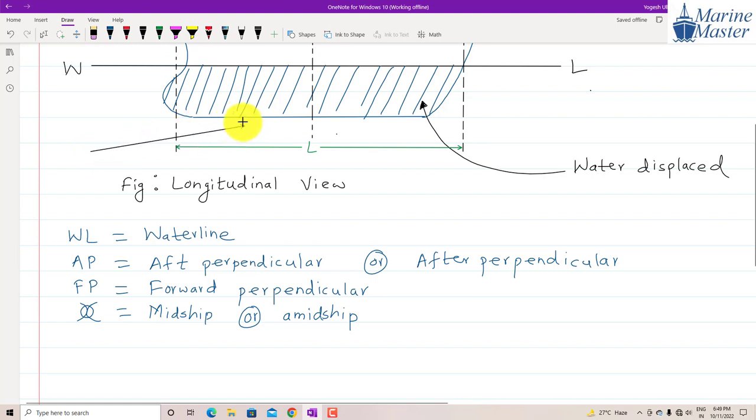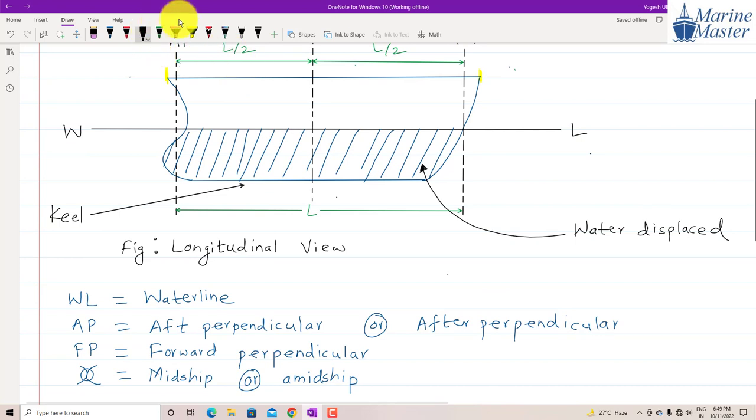So this bottommost portion, what we will say? This bottommost portion we will say keel of the ship. Now the next point, from this bottommost point, what we are going to draw? We are going to draw one dotted line. So here I am going to draw one dotted line.